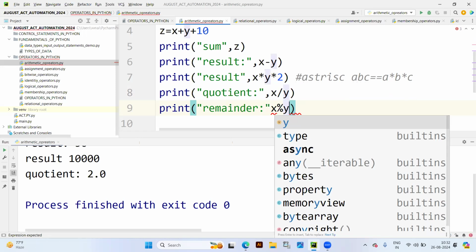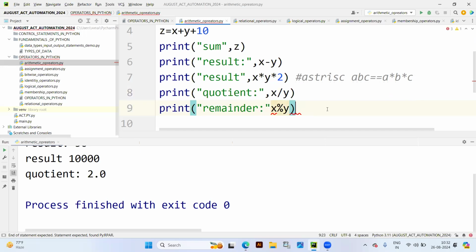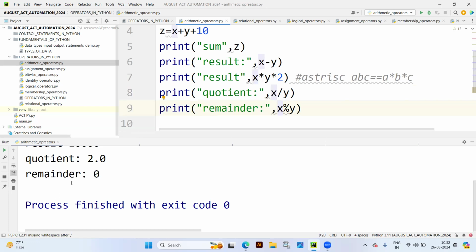Modulus means what? Remainder. The division operator gives you the coefficient of the resultant value. The modulus is going to give you the remainder after performing the division. Now what's the expectation you have? 0 will be the remainder, because if you divide 100 by 50, obviously we're not going to get any remainder other than 0.